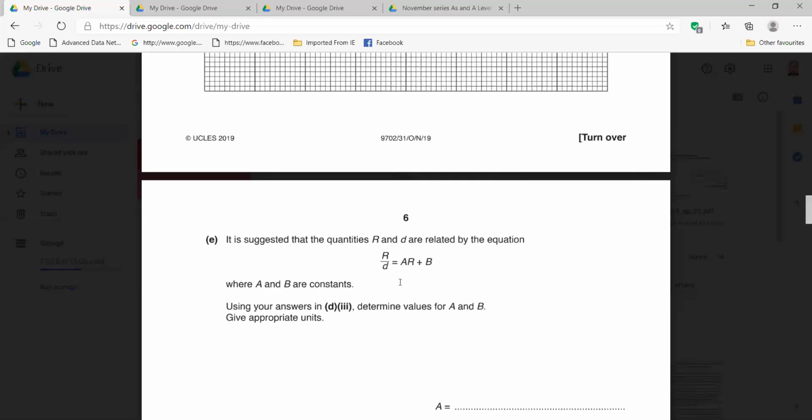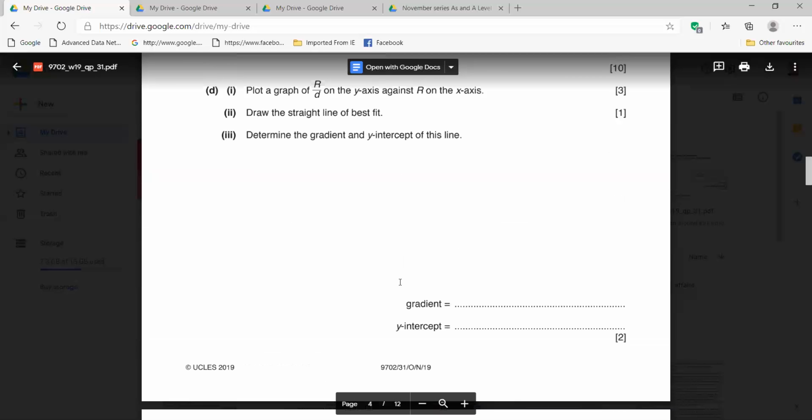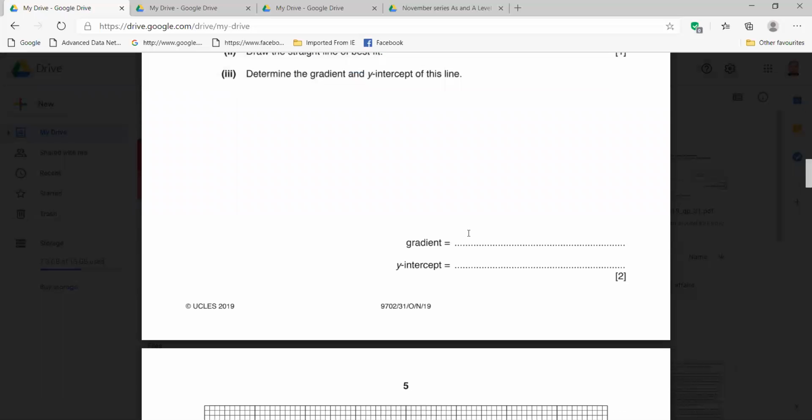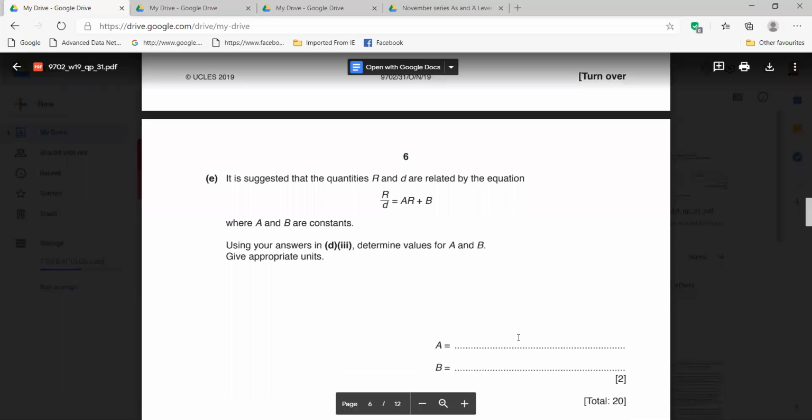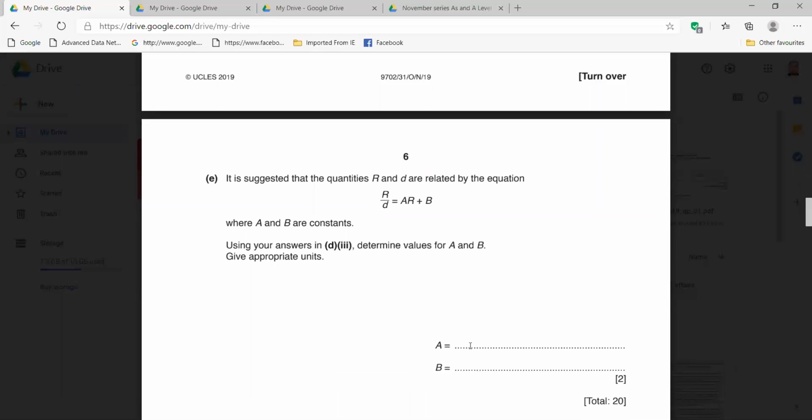Already you got the gradient here, right? Yes, sir. So that value you will directly put here in the place of A. Here you will put the value you already got for gradient. And the value for y-intercept you got, right? That one you will put here for B. What is extra here? Give appropriate units. For y-intercept you have to give the unit, and for gradient you have to give the unit.